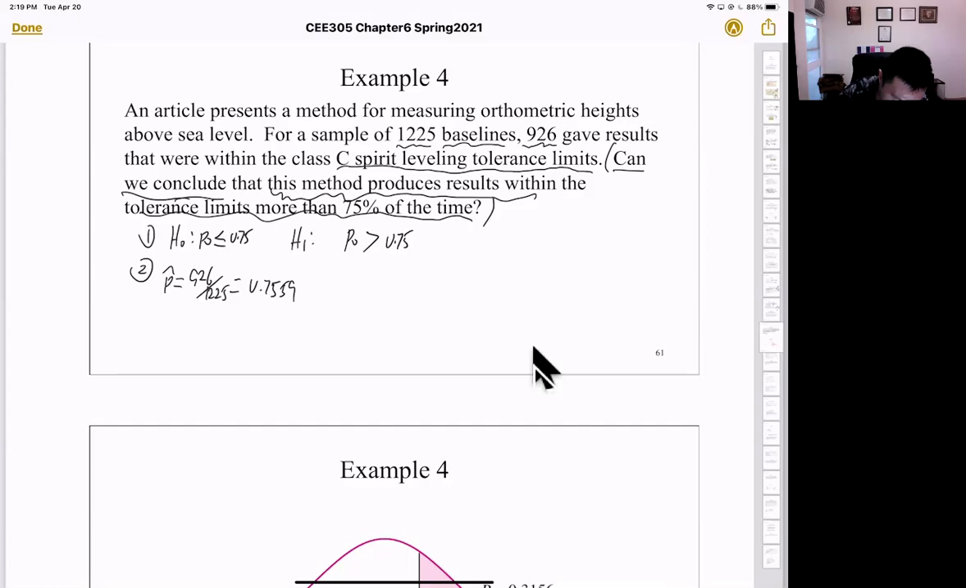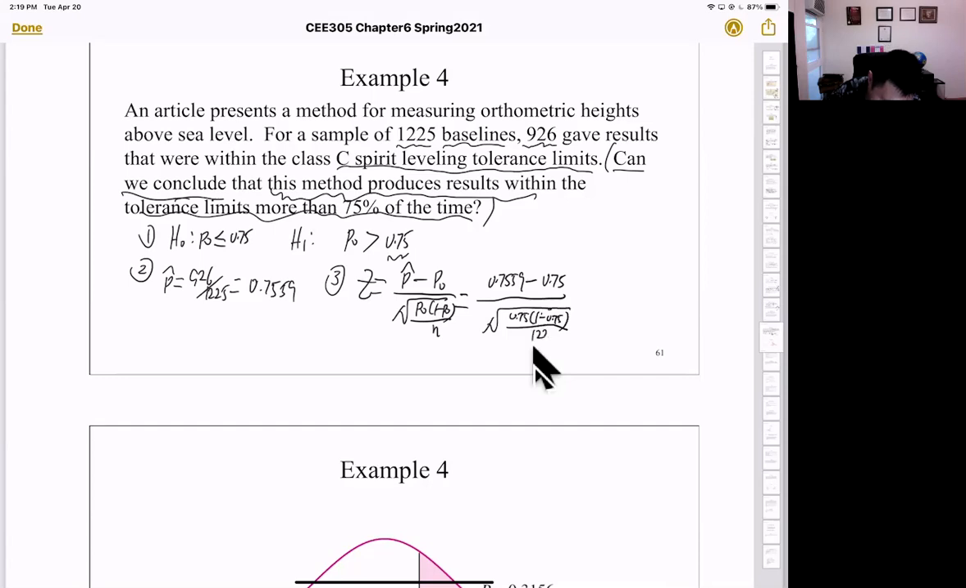Okay, so then we calculate the z-score based on the equation: sample proportion, p0. The sample proportion is 0.7559. So p0 is here, 0.75, the number the question wants us to check. N is 1225. Okay, so the z-score is 2.48. Okay, so not a very high z-score.